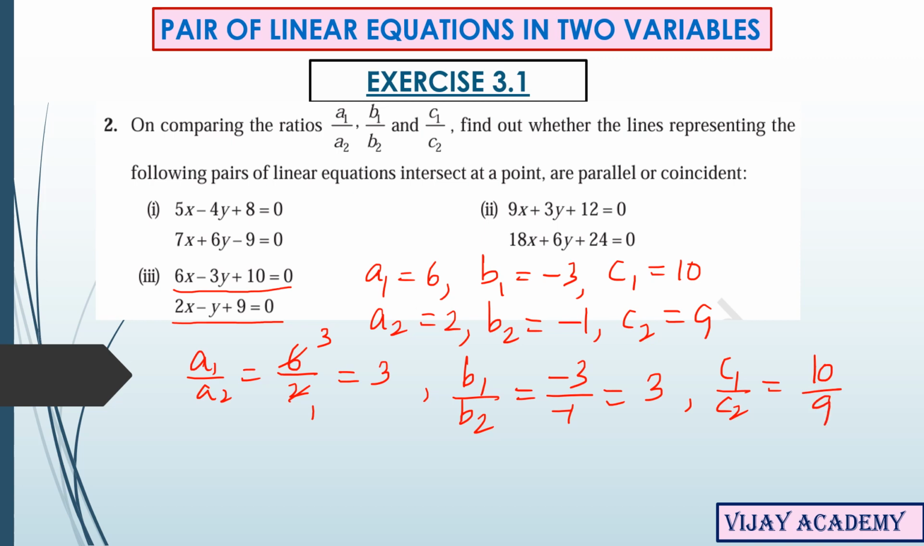So the three ratios we are getting, the first one is 3, second one is 3, and third one is 10 by 9. So therefore we can write a1 by a2 is equal to b1 by b2 but not equal to c1 by c2. So the lines representing these equations are parallel. So now we can write lines are parallel.